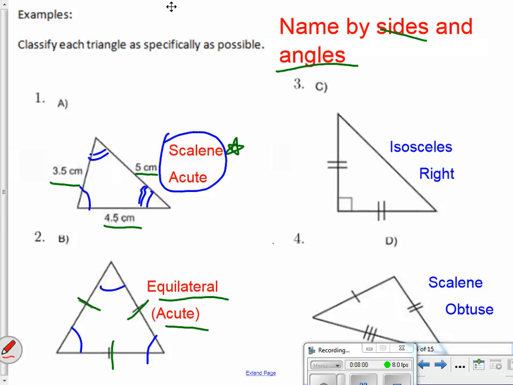Let's look at number 3. We have these 2 segments that are going to be equal to each other. They're congruent segments on the sides there. Because we have 2 sides that are equal to each other, it is called isosceles. And because we have a right angle in this corner here, it is an isosceles right triangle. So again, you have to describe it as specifically as you can. You use the sides and the angles to show what it is.